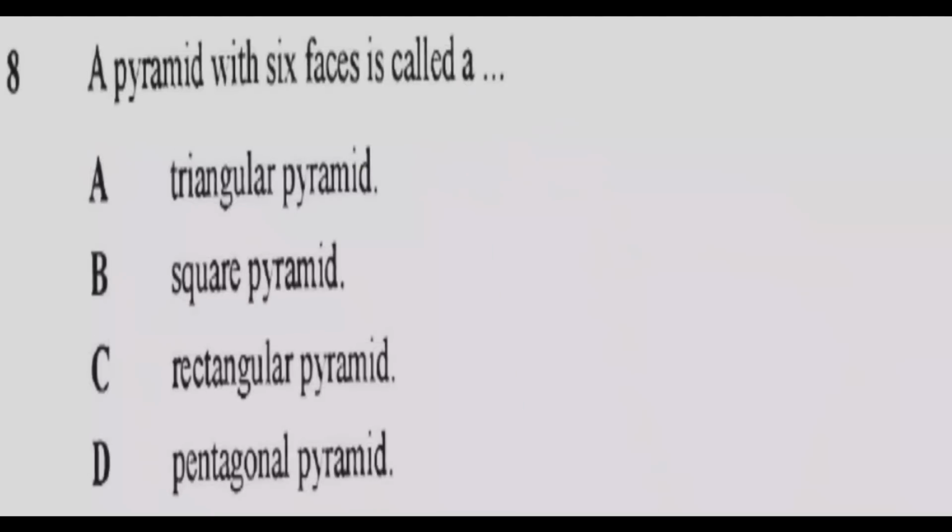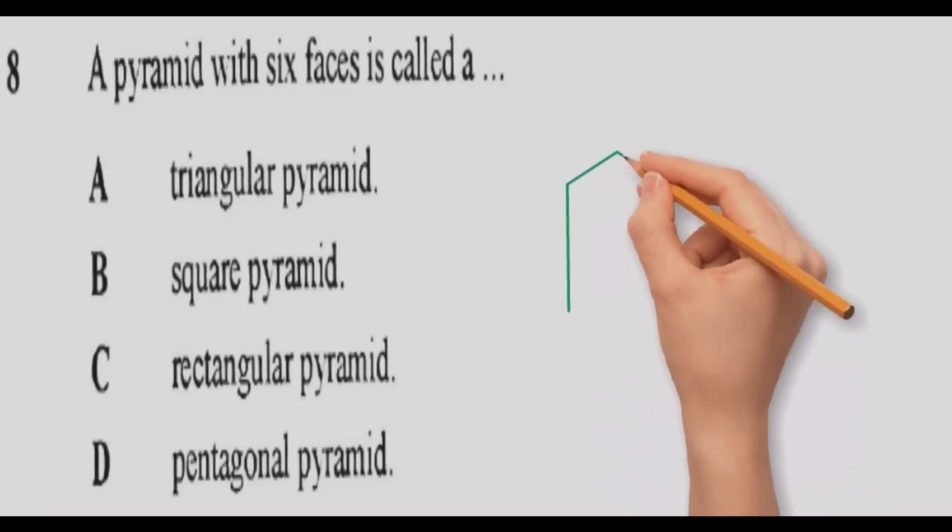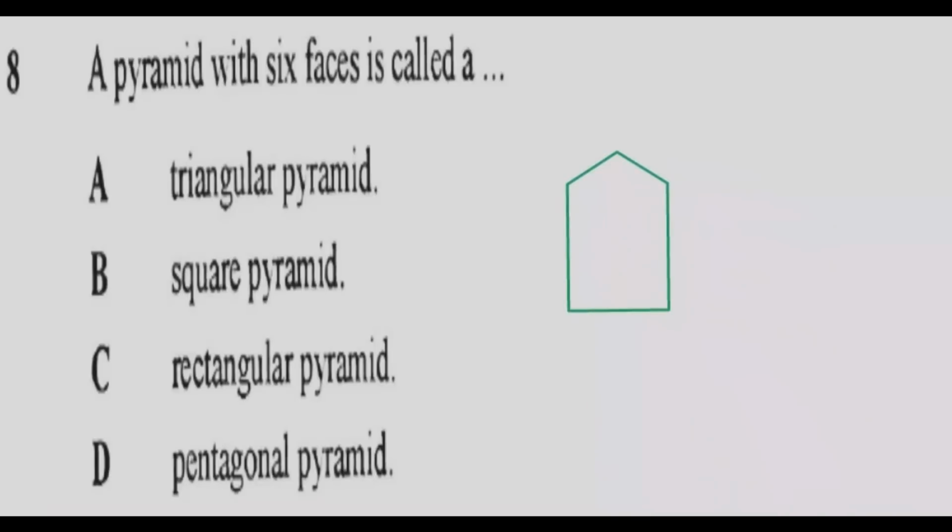Question number 8 is, a pyramid with 6 faces is called what? If a pyramid has 6 faces, that means we subtract 1 from 6, which will give us 5. What polygon has 5 sides? That is a pentagon. So this is a pentagonal pyramid.